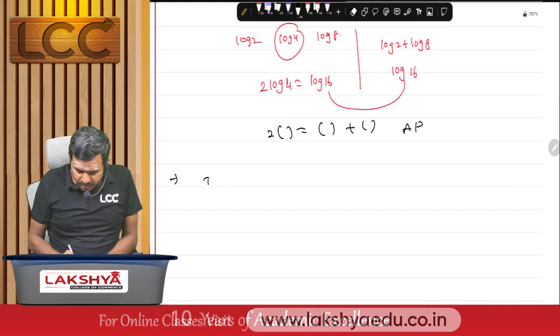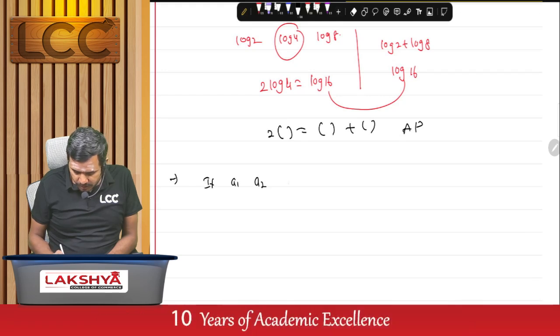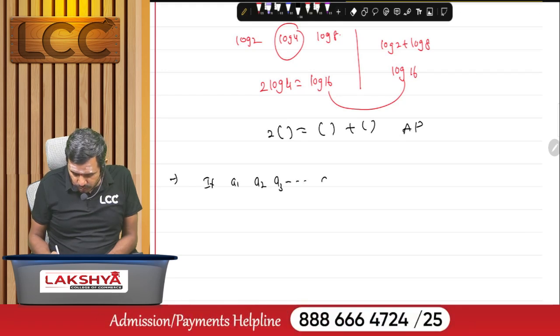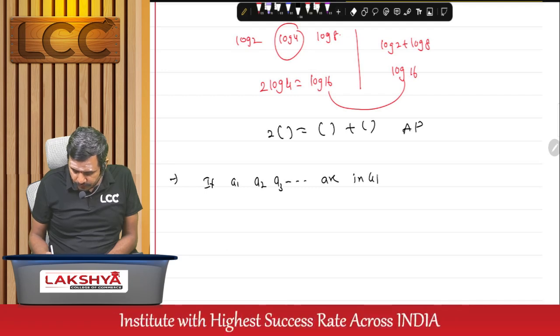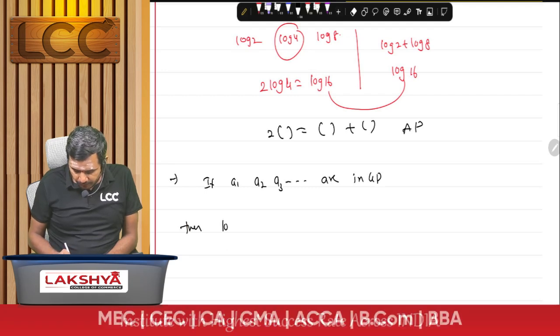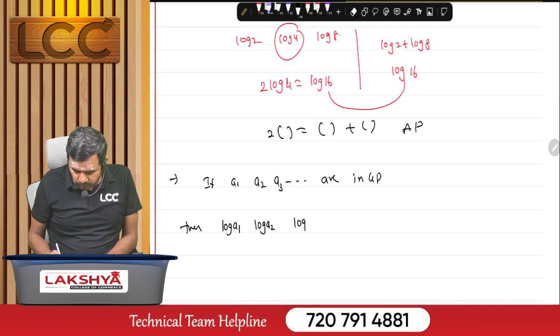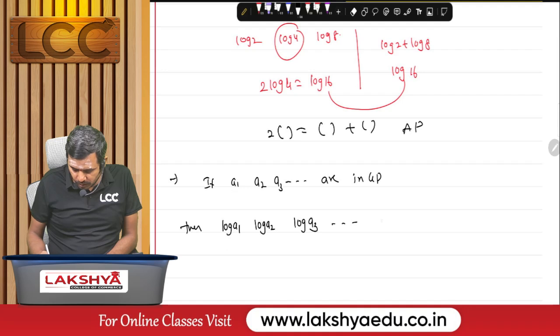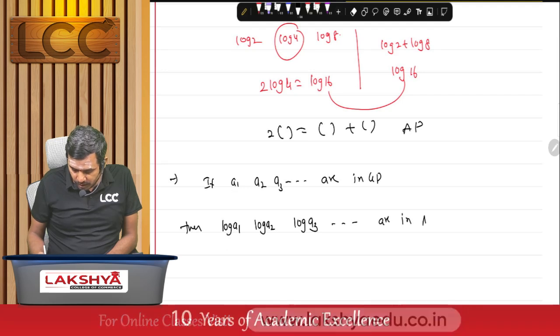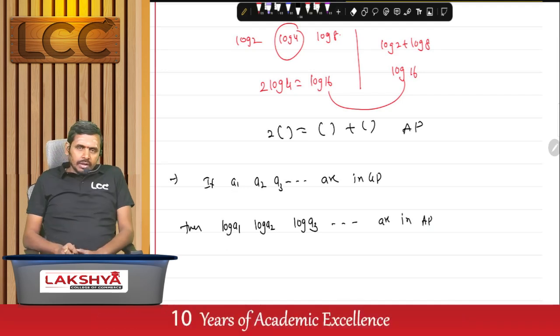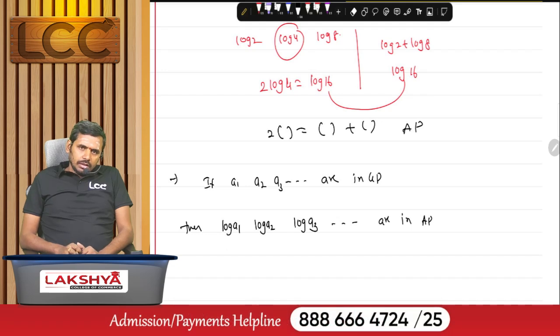The point is, if A1, A2, A3 and so on are in GP, then log A1, log A2, log A3 and so on are in AP. Remember this. These are the properties.